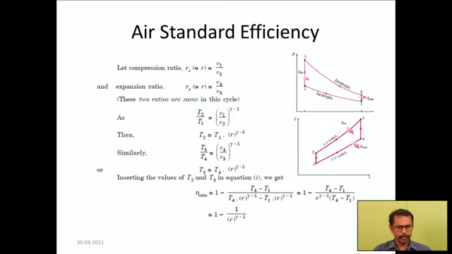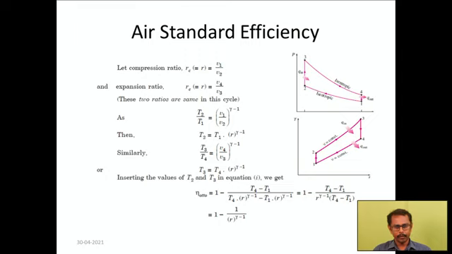And now we have to see the expansion ratio. Expansion ratio is represented as r suffix e. So here we will be taking it equal to V4 by V3. V4 is the volume after the expansion process. V3 is the clearance volume. So the definition of expansion ratio is the ratio between the volume after expansion and before expansion. These two ratios are the same in this cycle because V1 is equal to V4, V2 is equal to V3. So these ratios are equal. So compression ratio is equal to expansion ratio in the Otto cycle. So we commonly take it as r.